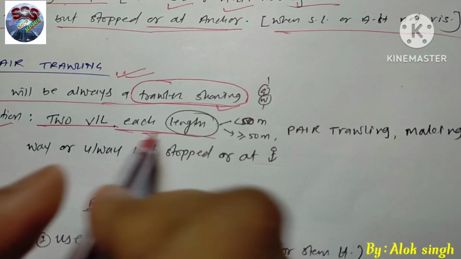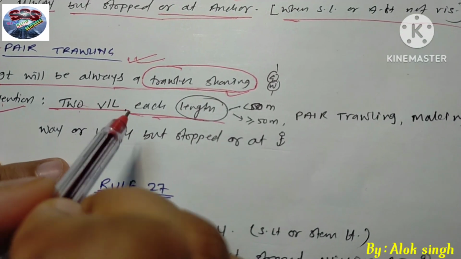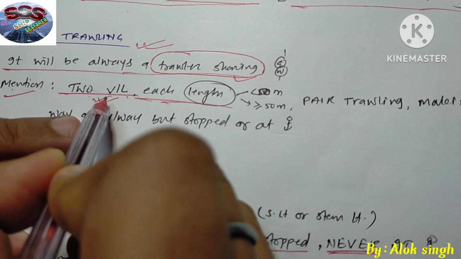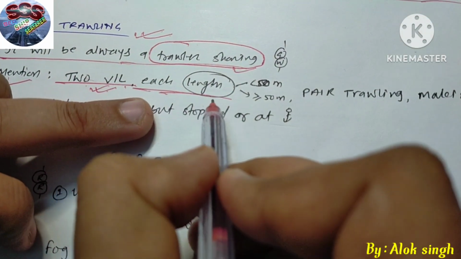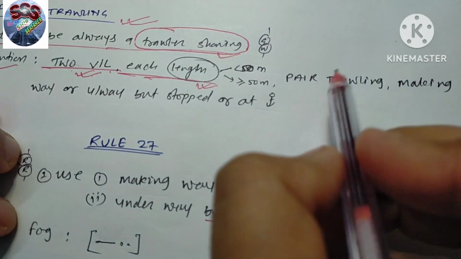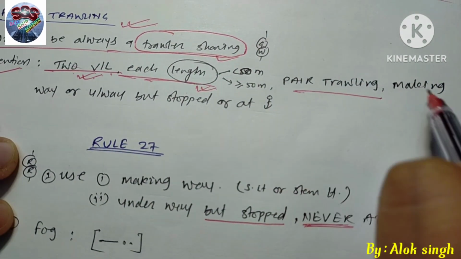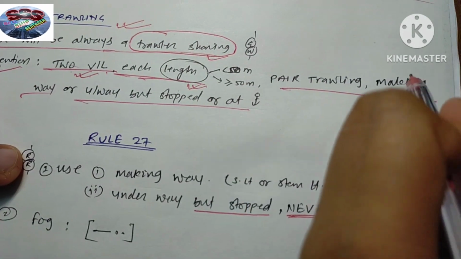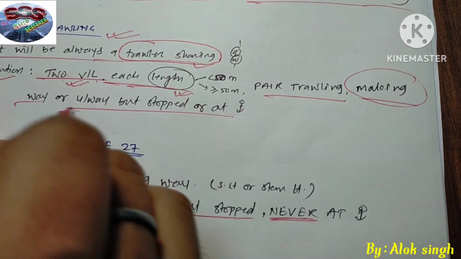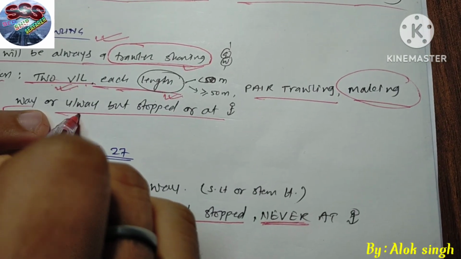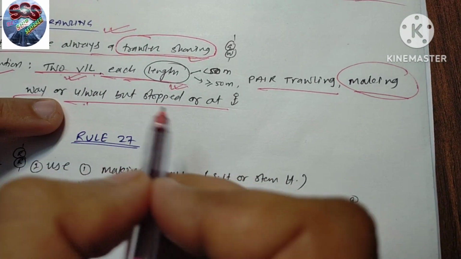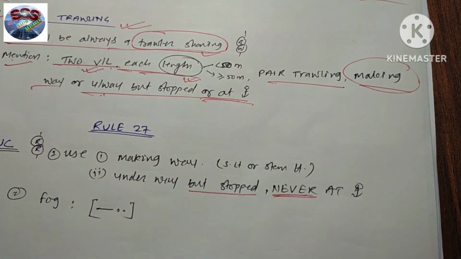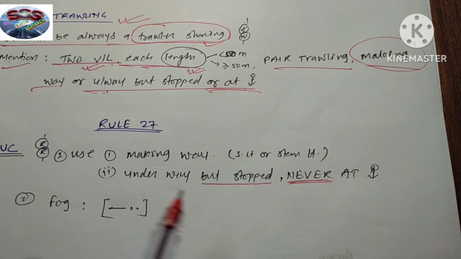What we have to mention is two vessels, each length. This is the keyword which we have to mention when we are talking about this card: two vessel, and length of. Then we have to talk about their length, either less than 50 meters or more than 50 meters. So pair trawling, making way or underway or stopped. Whenever you see the fishing vessel, we have to mention either making way or underway. But when you say underway, then you have to say underway but stopped, or at anchor.